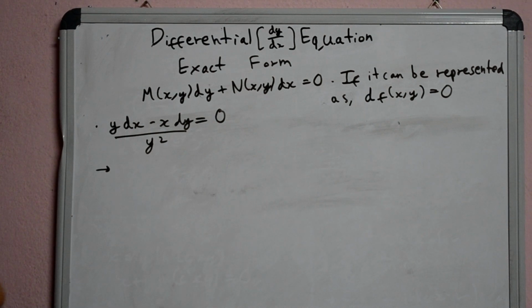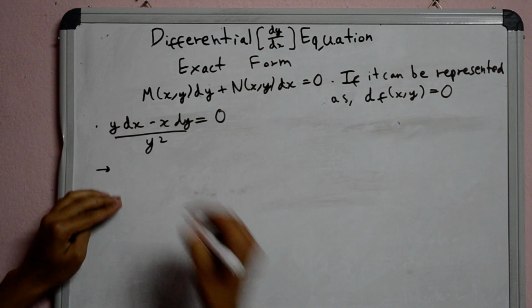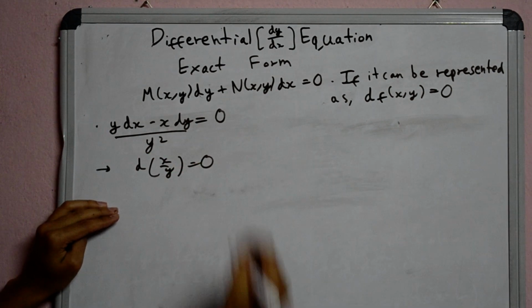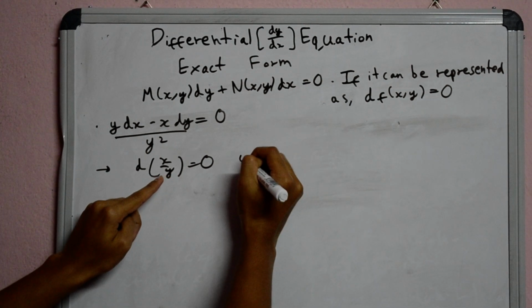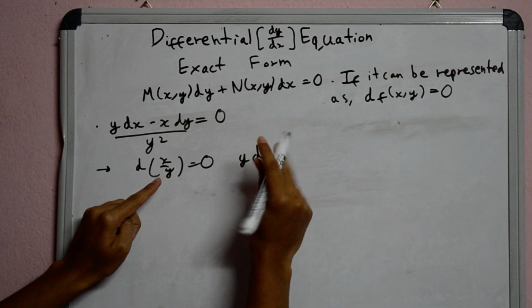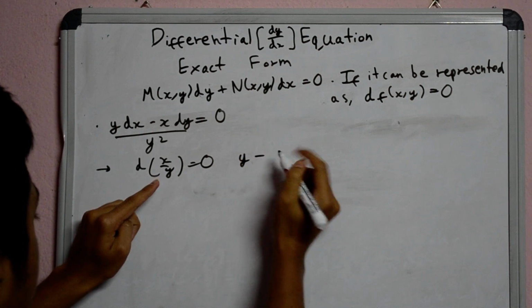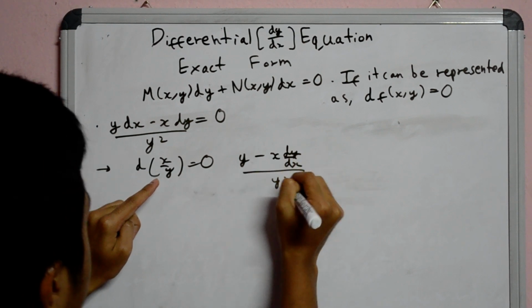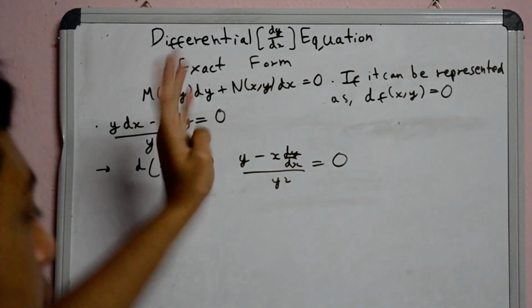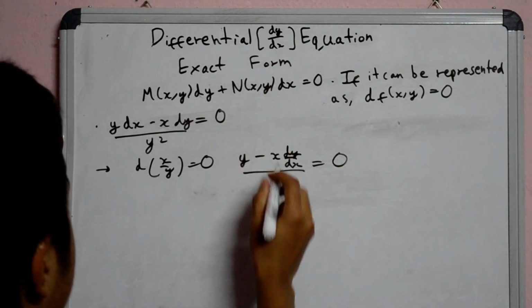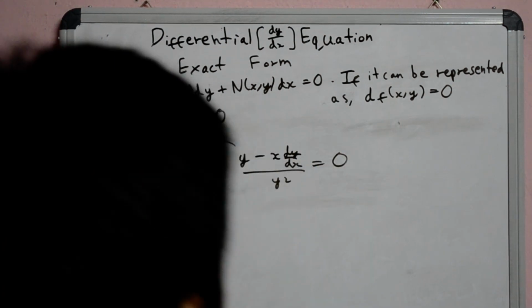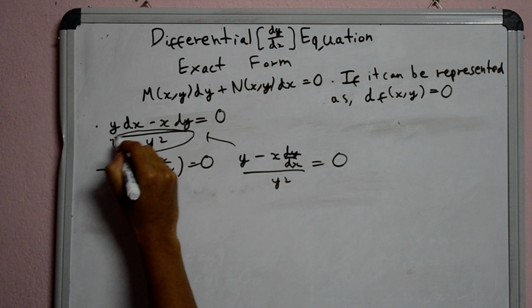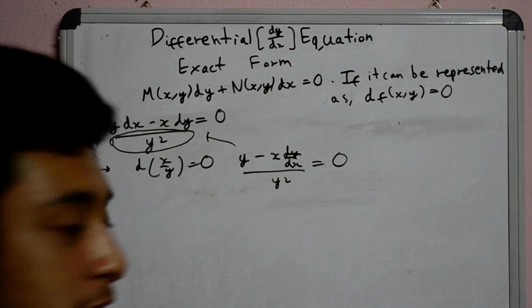And we can see here, this is the derivative of x by y, since you'll get y times dx/dx, which is just 1, minus x dy/dx, all over y squared. This will be equal to 0, and you can also multiply dx on both sides, and what you'll get is just that. So this is in the exact form. Without the y squared, y dx minus x dy is in the exact form.